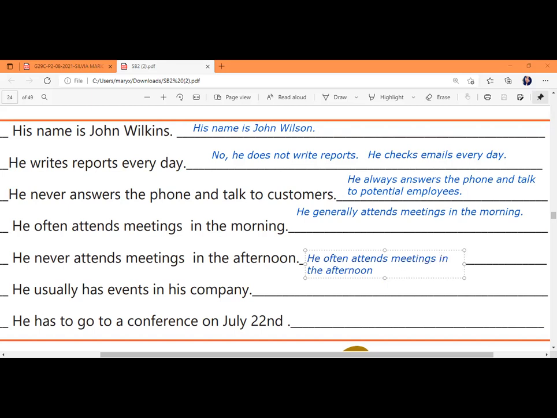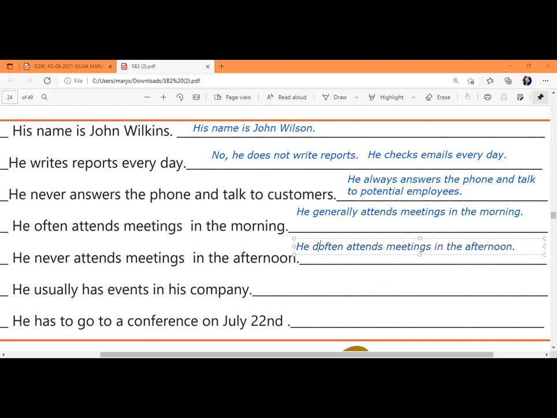Okay. ¿Casi está la respuesta correcta aquí? ¿Qué es lo que pasa? No, it's not correct. Okay, ¿qué tenemos que ponerle? He not often. He not often. Seldom podría ser. Okay. Si le ponemos... He doesn't. He doesn't often. He doesn't often attend meetings in the afternoon.